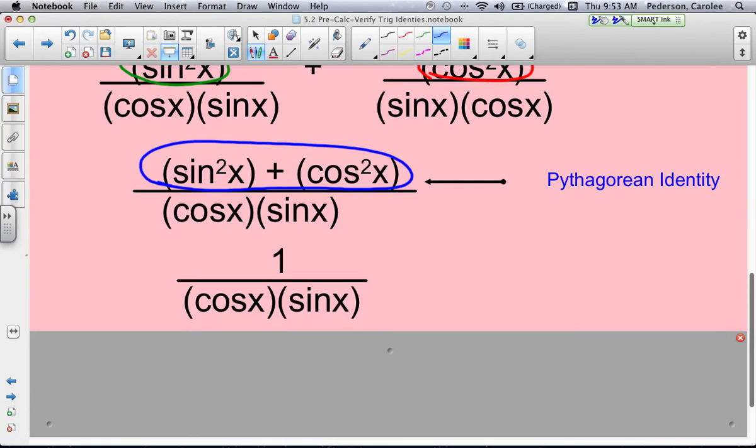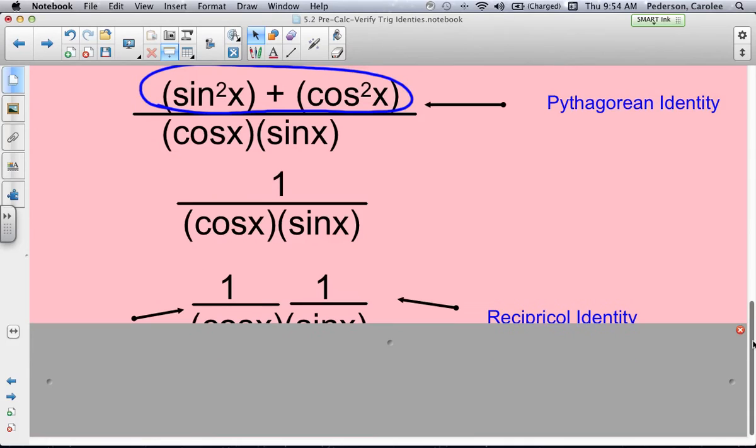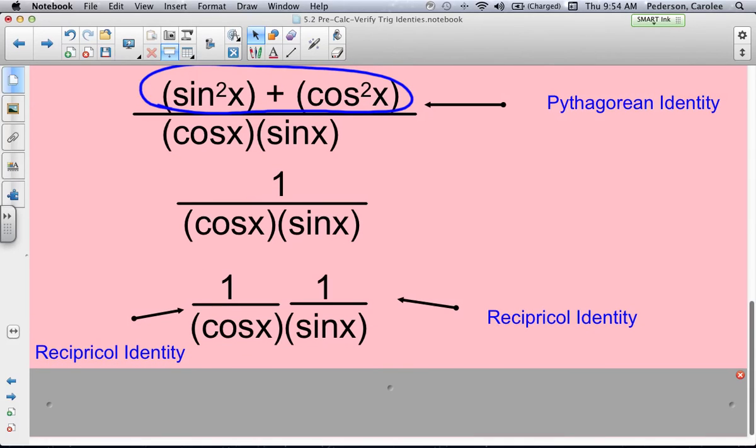Now I have 1 over the cosine of x times the sine of x. Who can help me out next? What might be the next step for us? Yes, use the reciprocal properties. So I added an extra step in here that you might not need, which is fine. I separate out that fraction into 2 separate fractions that are multiplied together, so I can see those reciprocal identities.